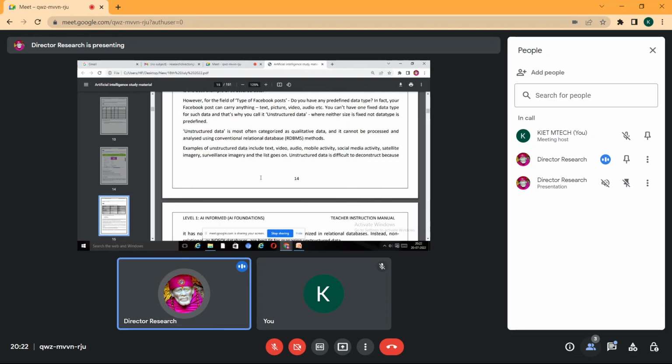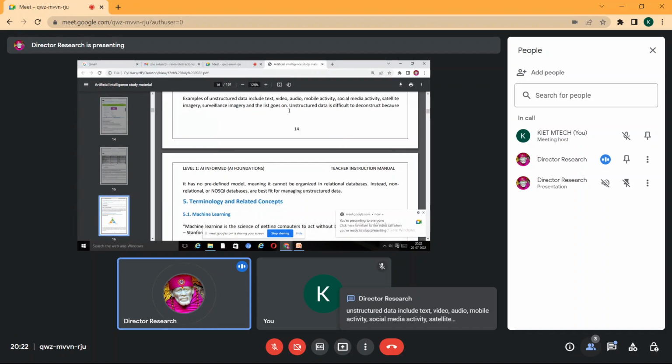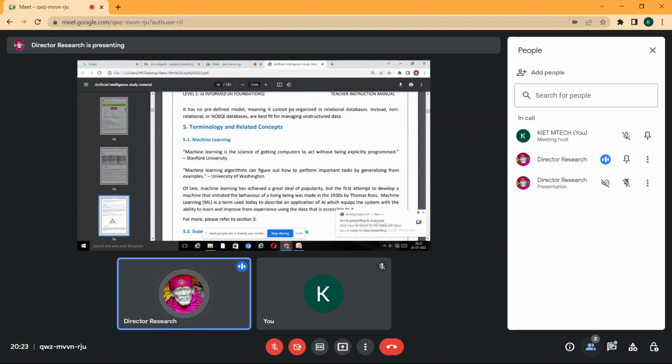and it cannot be processed and analyzed easily. Examples of unstructured data include text, audio, mobile activity. These are all examples. Social media activity, satellite imagery, surveillance imagery, the list goes on. Unstructured data is difficult to deconstruct because it has no predefined model, meaning it cannot be organized in relational databases; instead, non-relational NoSQL databases are the best management of unstructured data. These are all unstructured data.